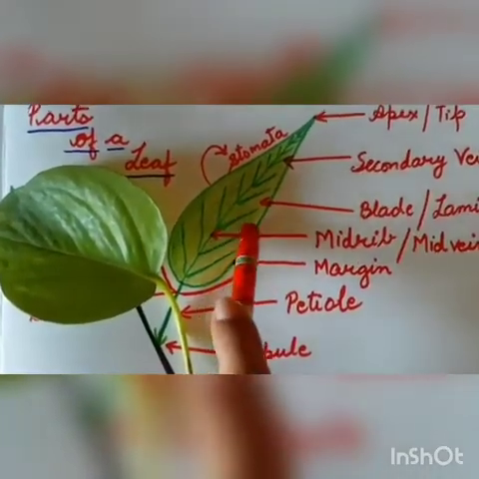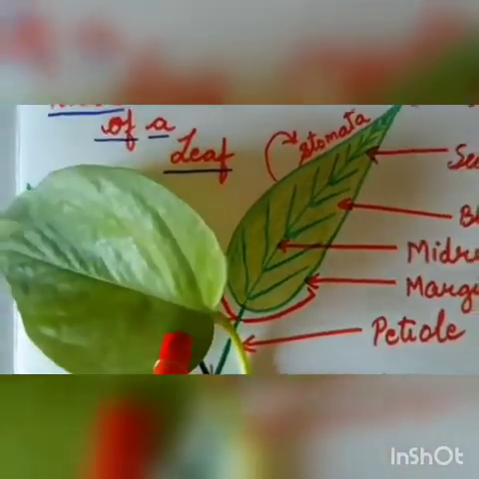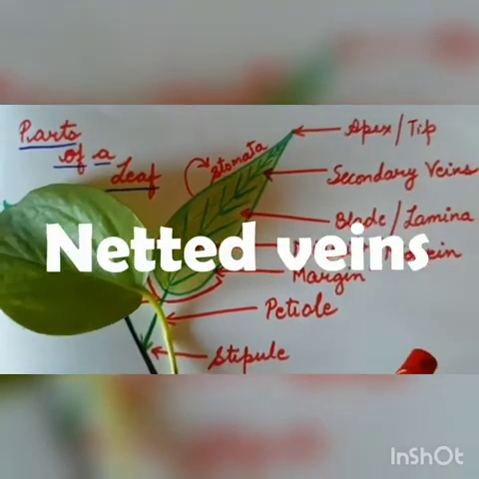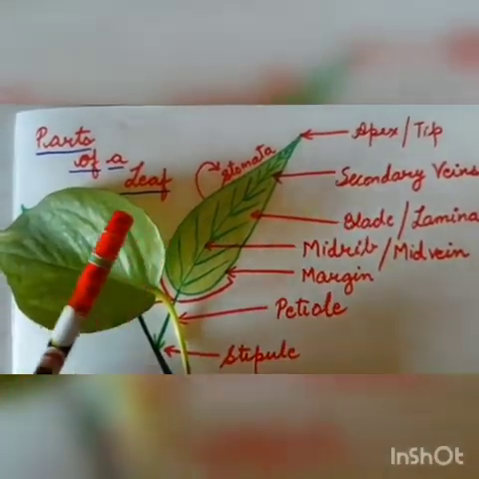In between the secondary veins, if you look very carefully, you will find some more veins. They are called netted veins. Now, talking about the blade of the leaf.